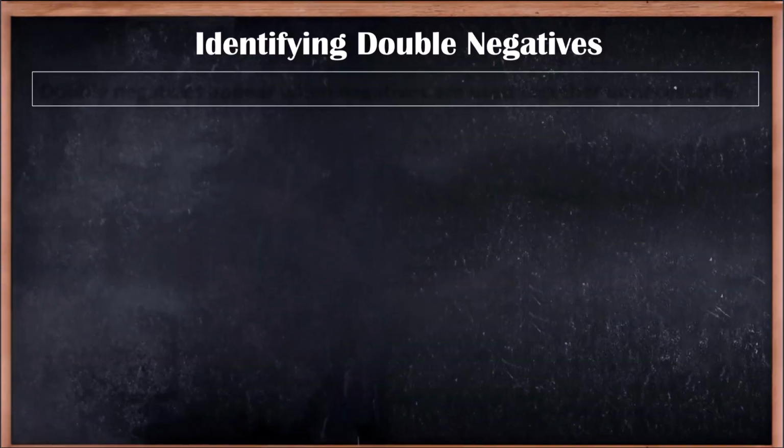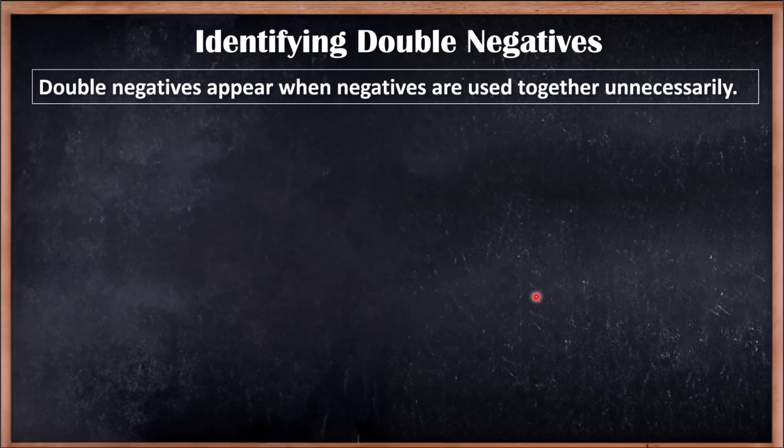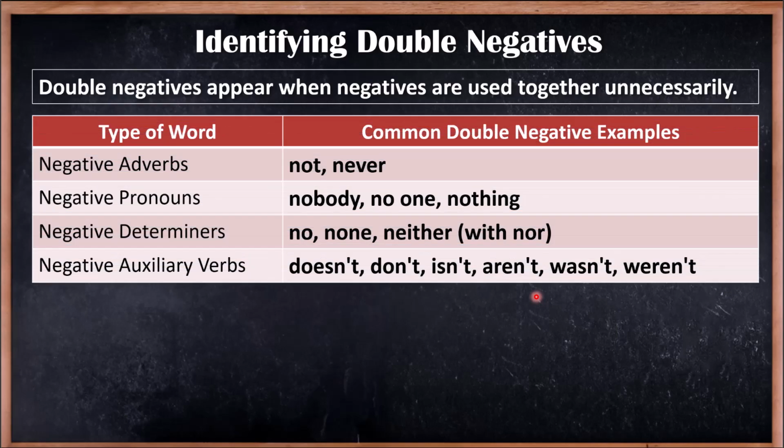And how do we do this? Well, first, you need to know how to identify a double negative. And double negatives appear when negatives are used together unnecessarily. So let's look at this chart. And here are some examples of common double negatives.